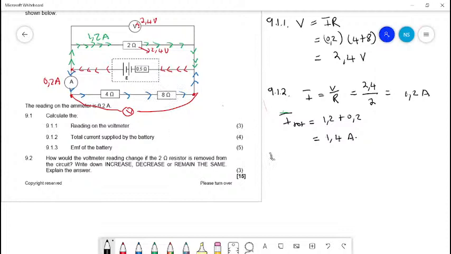So the R external: the 4 ohm resistor and the 8 ohm resistor are connected in series to each other. So these can be added to produce one resistor, which will be a 12 ohm resistor. So we have the 2 ohm resistor connected in parallel with the 12 ohm resistor. What we did there, we simply added the 4 ohm resistor and the 8 ohm resistor because they're in series to each other, and then they produced the 12 ohm resistor.